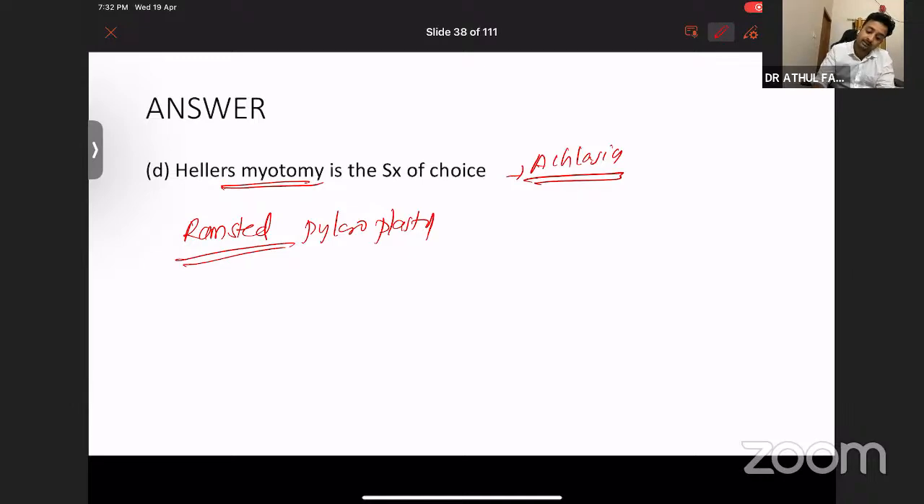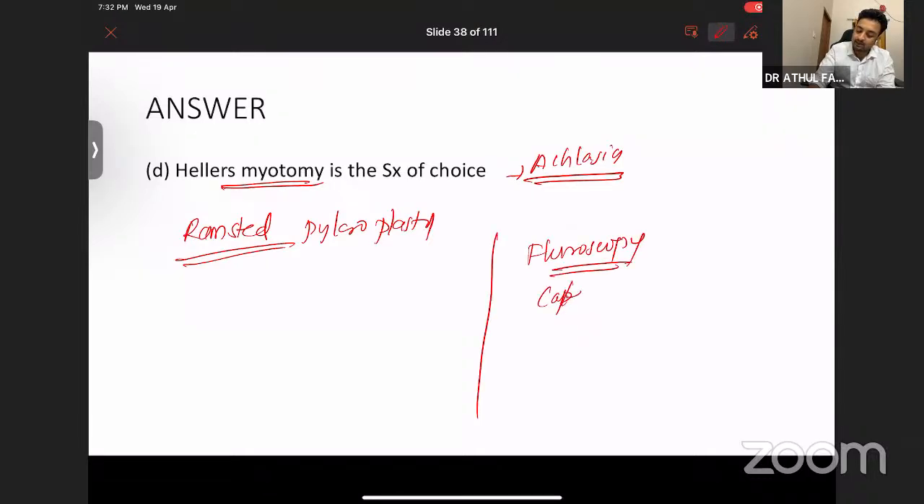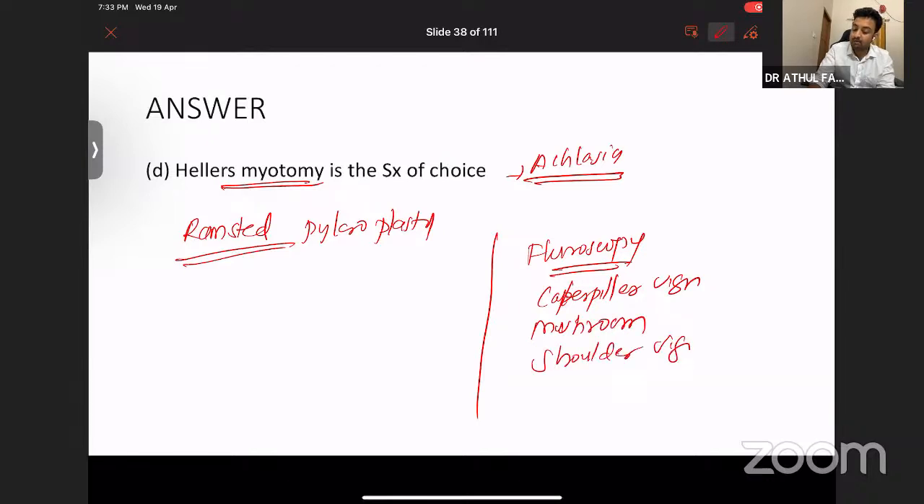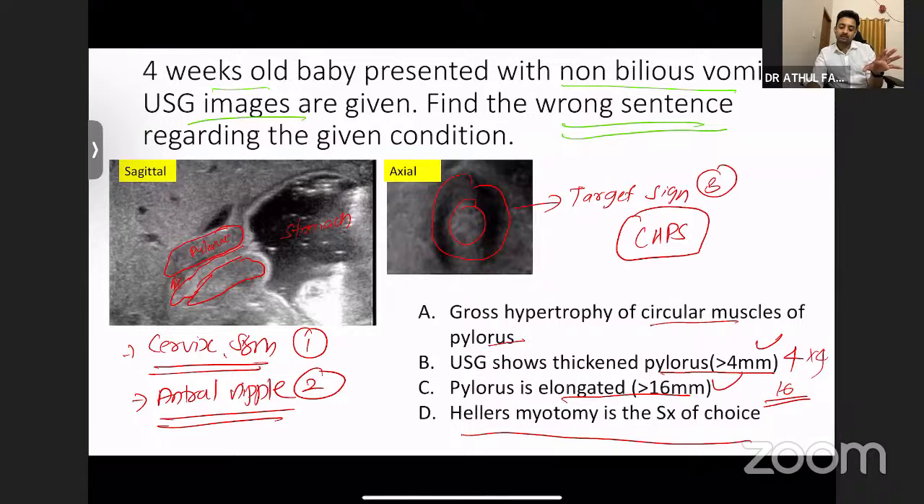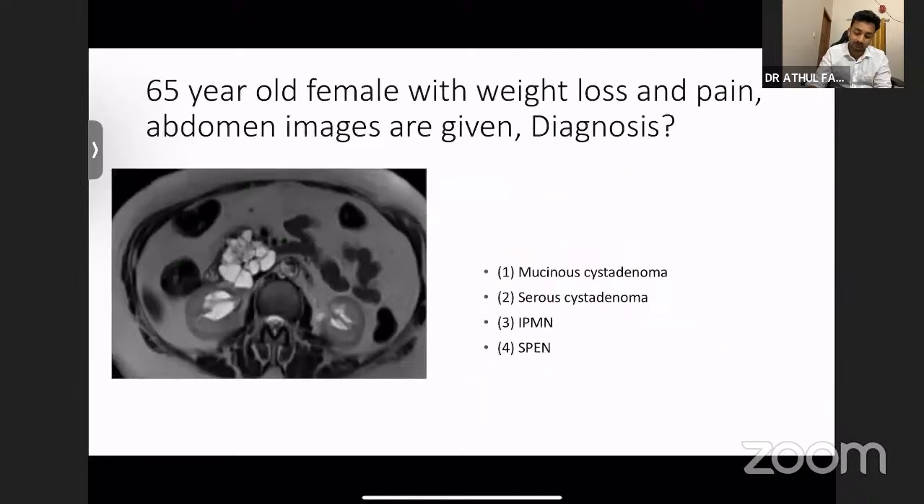So remember, in ultrasound, there are three signs. And if you do fluoroscopy, barium imaging, you will see multiple signs like caterpillar sign, mushroom sign, shoulder sign. Okay, there are multiple signs in fluoroscopy. The three ultrasound signs will be cervix sign, since it looks like the uterine cervix, antral nipple sign, where you are able to see a nipple-like projection like this, and target sign in axial section. I hope it is clear. So these are the important signs you see in congenital hypertrophic pyloric stenosis, and the most commonly done investigation will be ultrasound only. You will be able to make the diagnosis with the help of ultrasound alone.